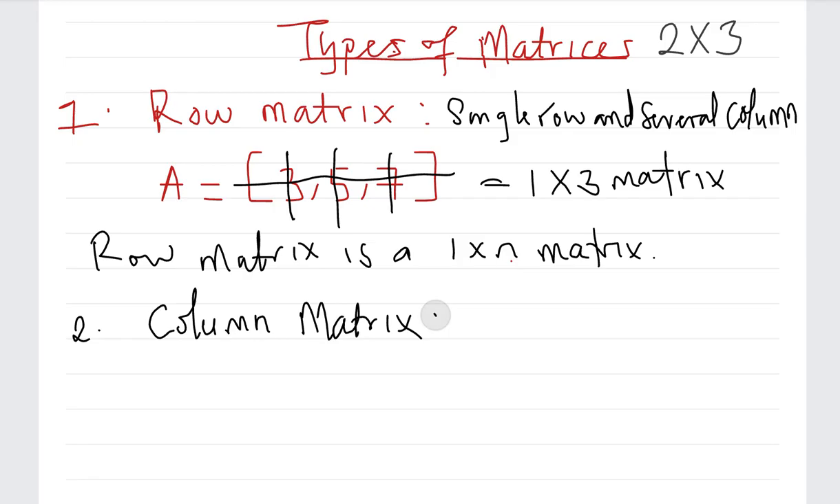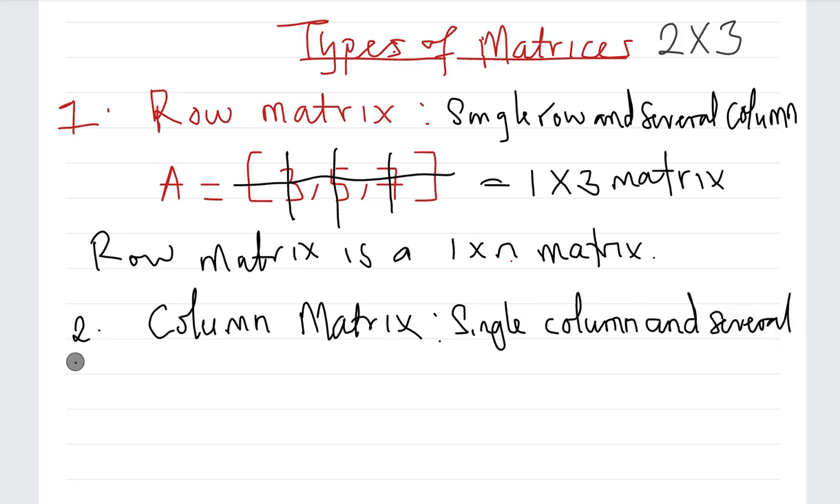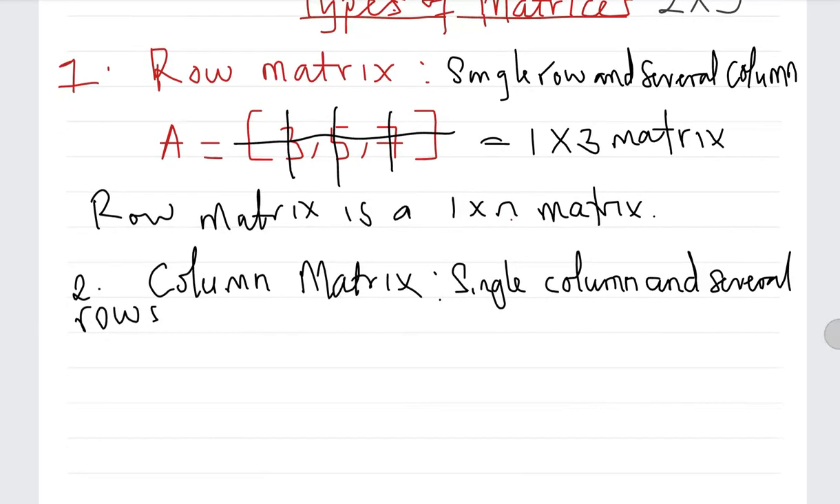So what would be a column matrix? It will just be the reverse of this one. That means single column and several rows. Single column and several rows. Are you seeing that now? So that is for the column matrix.